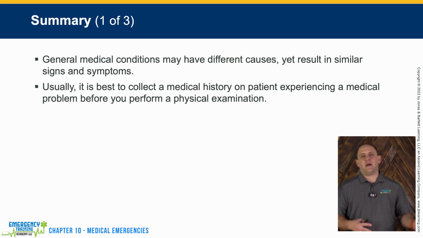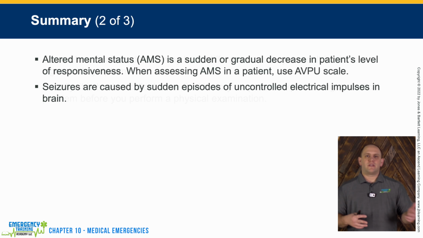Medical conditions can have a lot of different causes, and they will often have similar signs and symptoms. So it's important to get a good history on our patients and to try and start ruling out different causes. Altered mental status could be sudden or gradual. With these patients, we just want to make sure we're assessing that AVPU scale to see what they are responsive to.